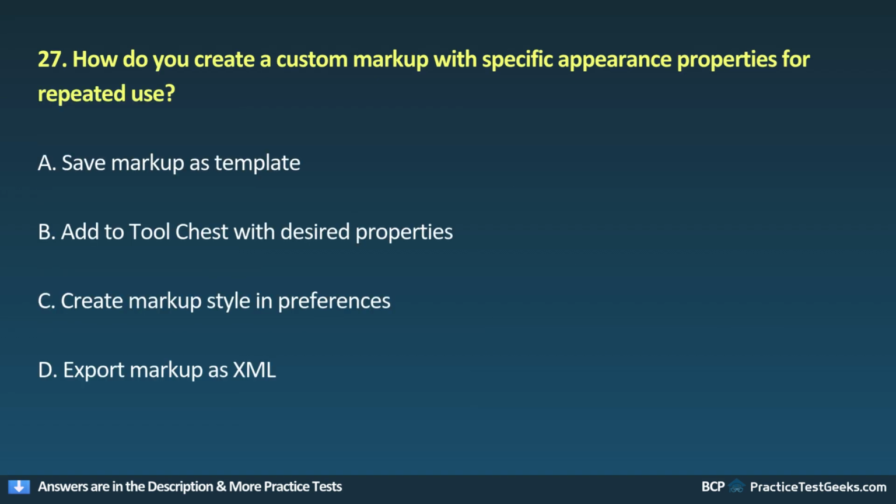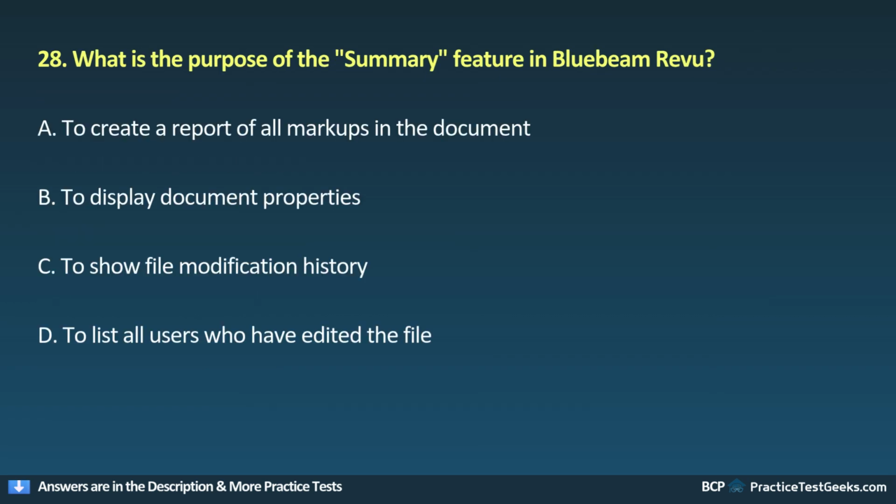27. How do you create a custom markup with specific appearance properties for repeated use? A. Save markup as template. B. Add to tool chest with desired properties. C. Create markup style and preferences. D. Export as XML. 28. What is the purpose of the summary feature in Bluebeam Revu? A. To create a report of all markups in the document. B. To display document properties. C. To show file modification history. D. To list all users who have edited the file.